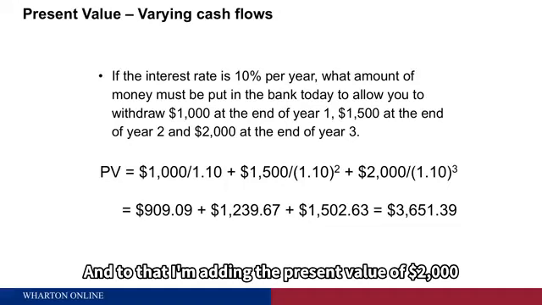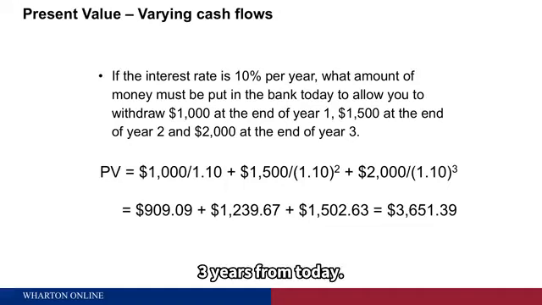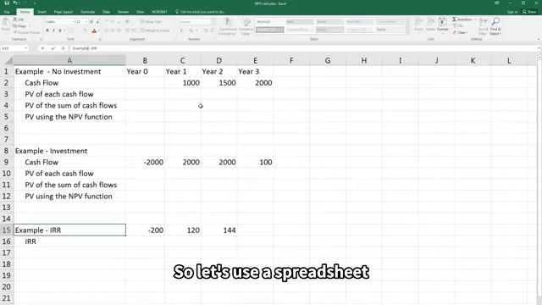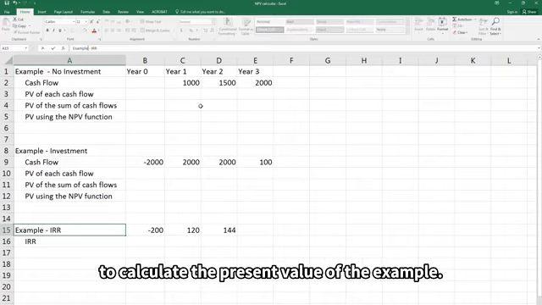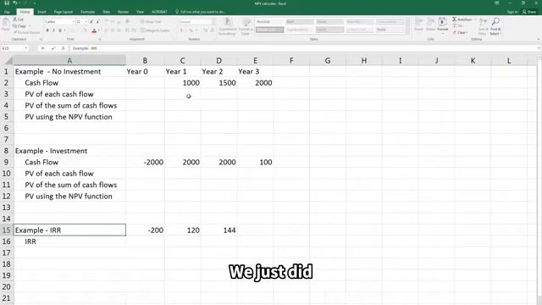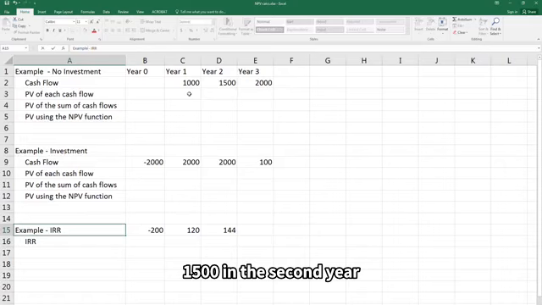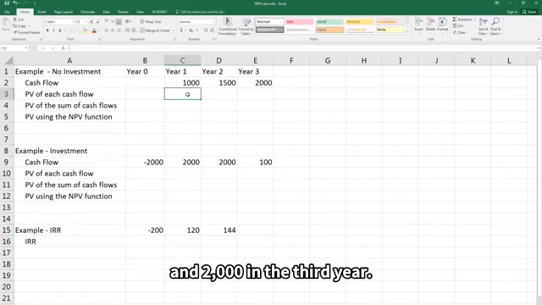And to that, I'm adding the present value of $2,000 3 years from today by taking the $2,000 and dividing it by 1.1 to the third. So let's use a spreadsheet to calculate the present value of the example we just did, where we had a cash flow of $1,000 in the first year, $1,500 in the second year, and $2,000 in the third year.